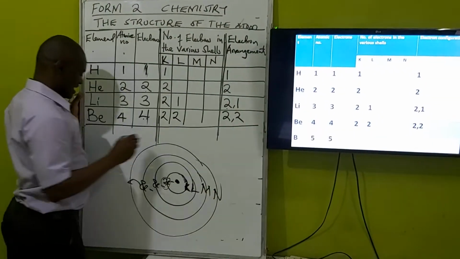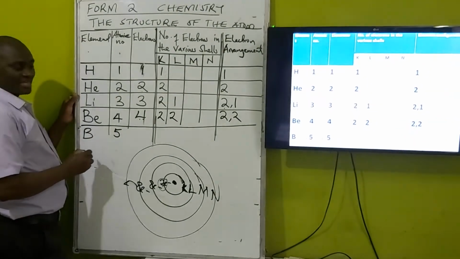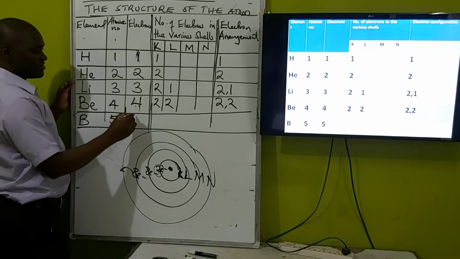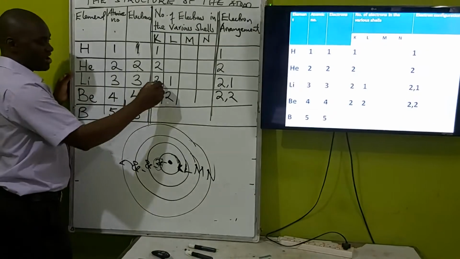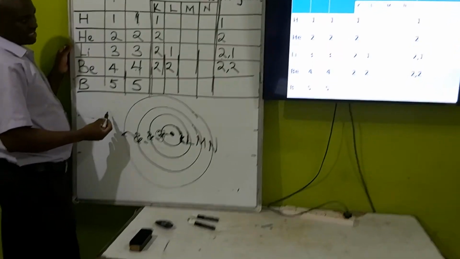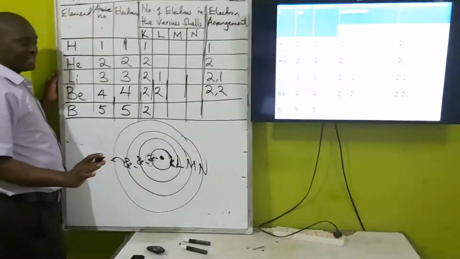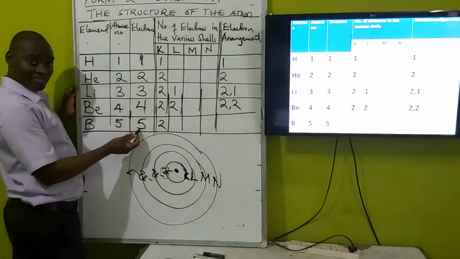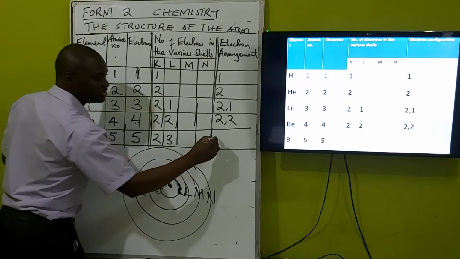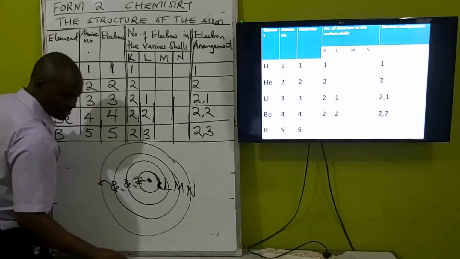The next one is boron, number 5. How many electrons? It has 5 electrons. Now, the first energy level will take how many? The first energy level will take 2. Then it is satisfied. How many are left out of 5? 3. The 3 will move to the second energy level. So we have 2, 3. Move on.